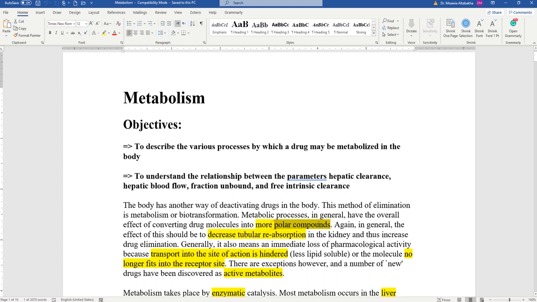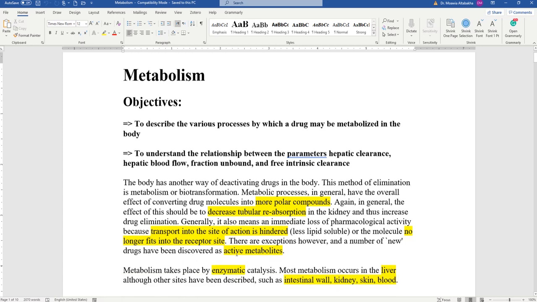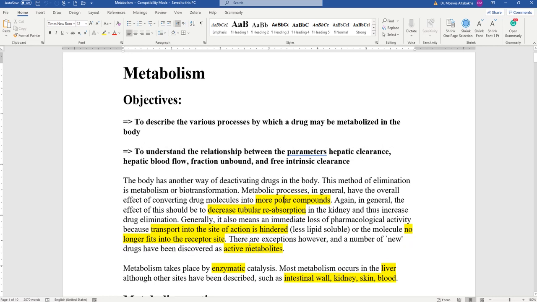Don't forget also about the blood-brain barrier. Making the drug polar will prevent it from entering the brain, because to enter the brain, the molecule has to be lipid soluble. So this is also a protection for the brain from injury, because metabolites are usually toxic materials. Why are they toxic? Because they are polar, meaning they can be reactive. Of course I said usually, because there are exceptions when the metabolite itself is active, and maybe we'll talk about this later.